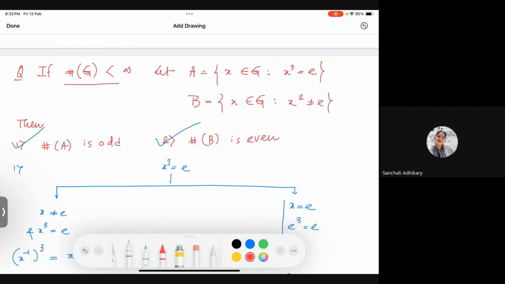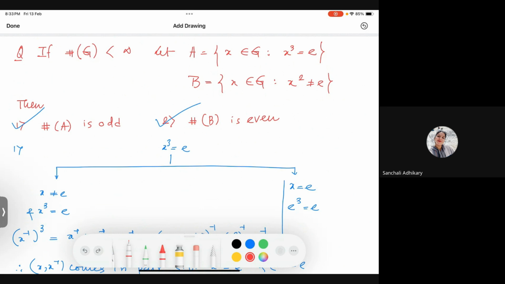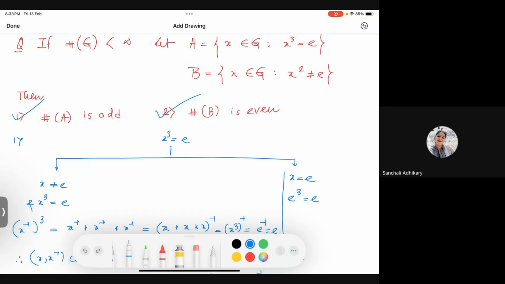So here the order of the group is finite. A is a set. It is the collection of those elements whose cube is equal to identity. What is the meaning? X cube is equal to identity means order of X is either 1 or 3. Okay. Till now we didn't know about the property of orders. So what is the cardinality of A? Cardinality of A is odd. How?